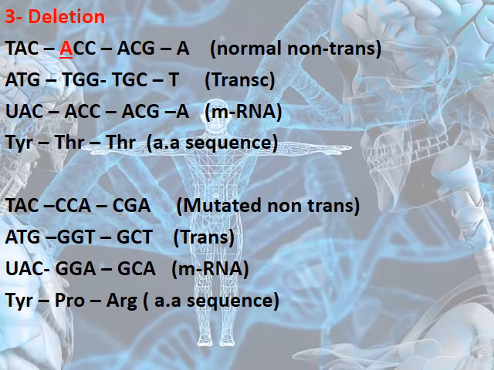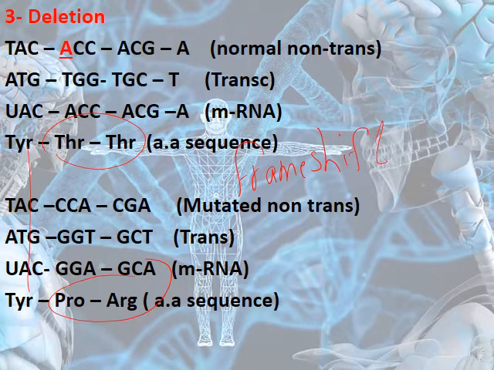While for the deletion, we deleted one of the nucleotides, where A is deleted, and then we have the same amino acid sequence as before, and then they change here. So this is called a frame shift mutation. By what? By deletion.